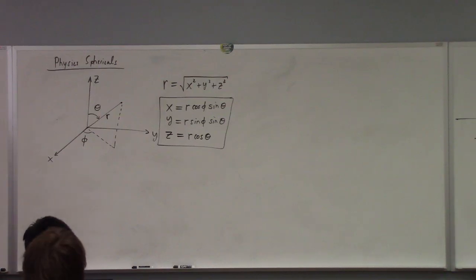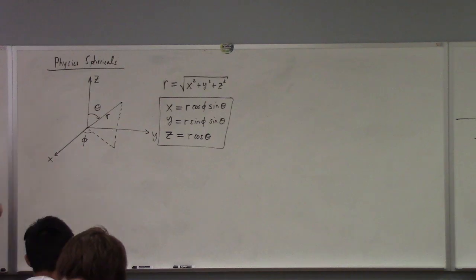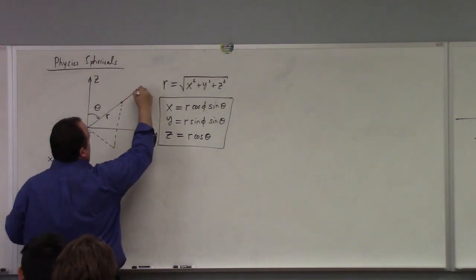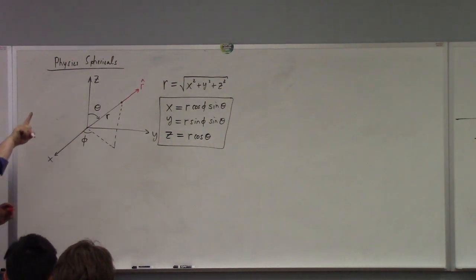Now, any vector can be written in terms of the spherical coordinate frame. So if we take a point in space here, we can think about unit vectors that go in the r hat direction. So it's one unit in the increasing spherical radial direction.